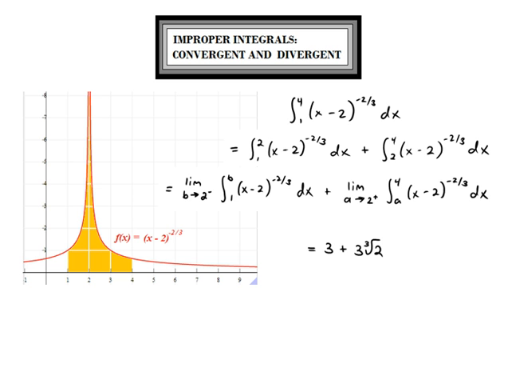3 plus 3 cube root of 2. This then is another example of an improper convergent integral. It converges to 3 plus 3 times the cube root of 2. So it turned out that all of the examples in this little video were convergent. If you get a numeric answer at the end of your problem, then you are dealing with a convergent improper integral. If after considering a limit, you end up with a limit that does not exist, something might tend towards infinity, then what you're dealing with is a divergent integral.